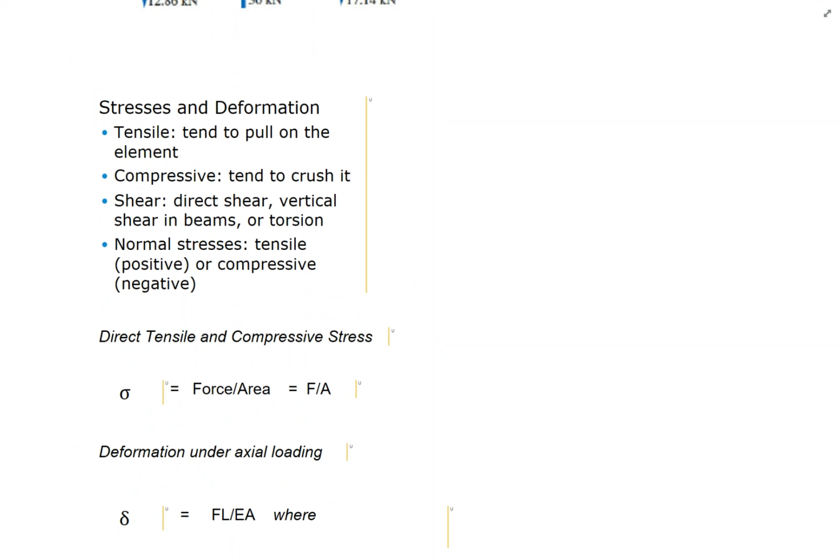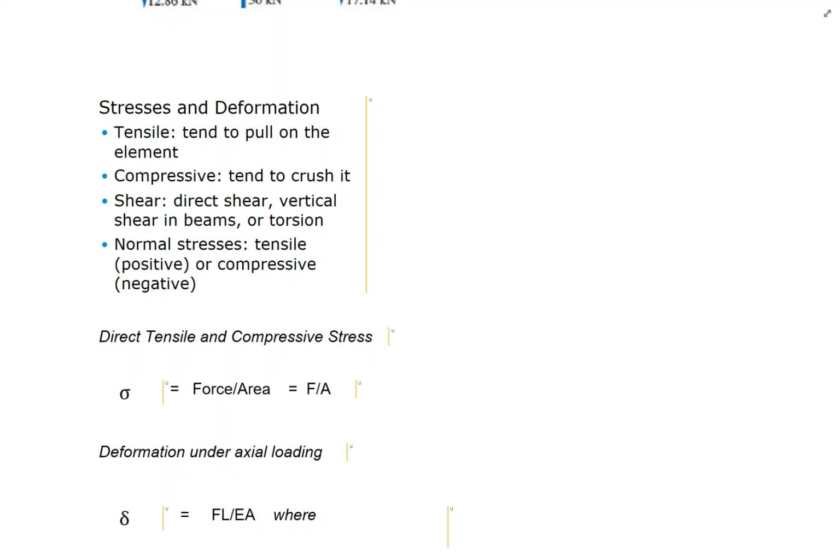Again, same sort of thing here, just another example. If we look at stresses, you've got tensile loads, which is where you're trying to pull on something, compressive loads, where you're trying to crush it basically, or putting a load opposite of tension. And then you've got shear loads, direct shear, you've got vertical shear in beams, which would be the same as torsion, basically, where you're trying to twist something. You've got normal stresses, which are tensile, looked at as positive.